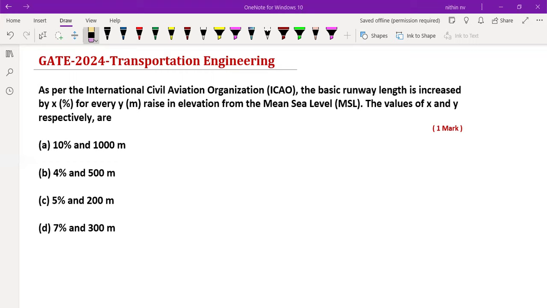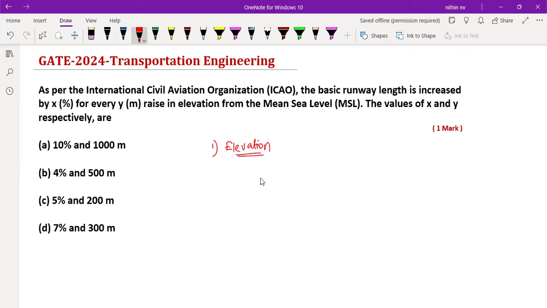The question is like this: as per the ICAO, the basic runway length is increased by X percentage for every Y meter rise in elevation from mean sea level. And finally, they are asking the values of X and Y. Okay, so we know that for the runway, we need to apply 3 corrections. The first one is the elevation correction. Second one is the temperature correction. And the third one is the gradient correction, right?